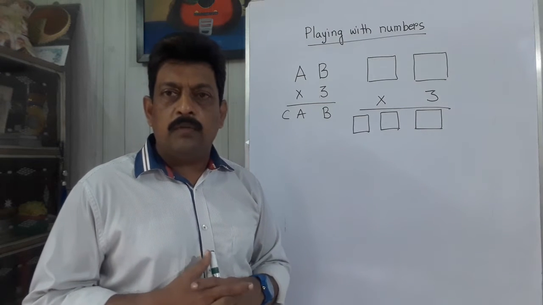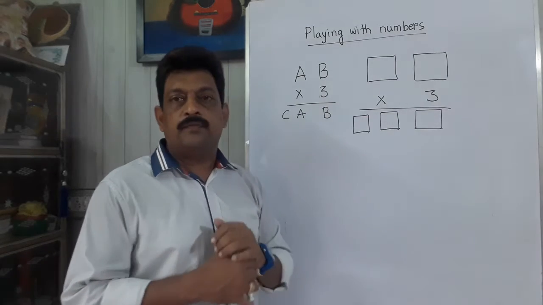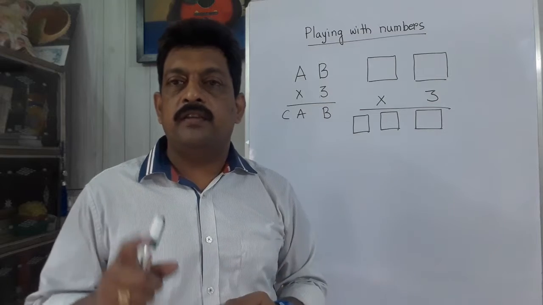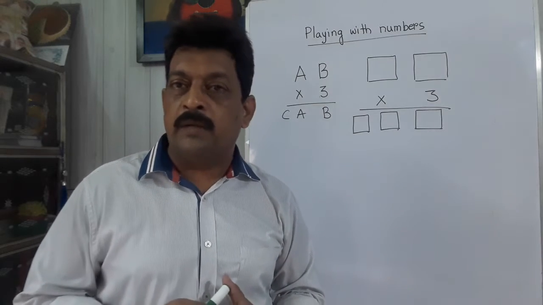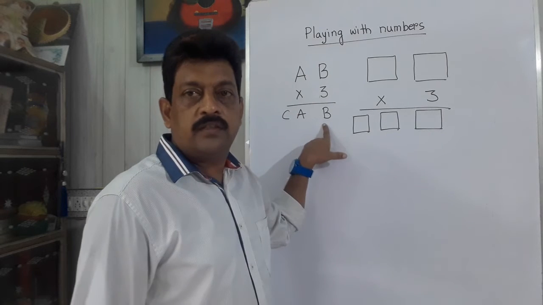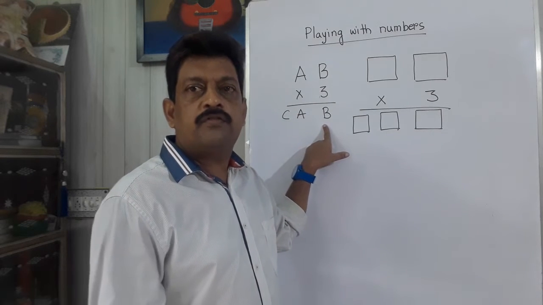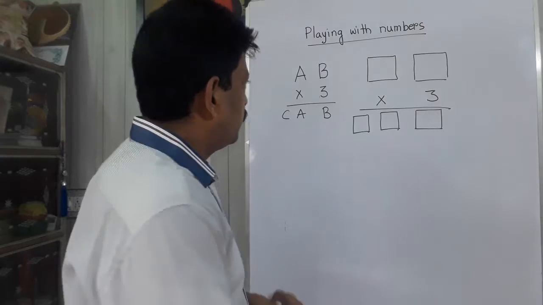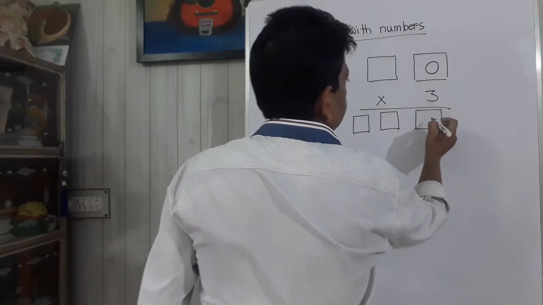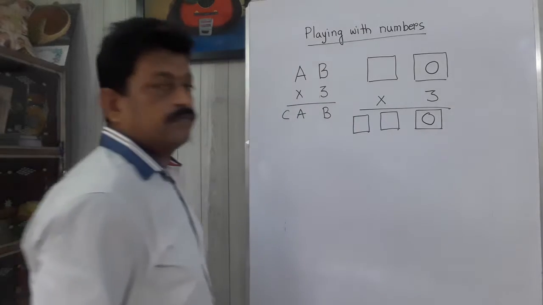Is there any more number? We cannot put a 2-digit number. Yes, you are right. 0. 0 is also a number. So if you put 0 here, 3 zeros are 0, it is matching. So first let me try with 0. If you put 0 here, then 3 zeros are 0, B is matching.